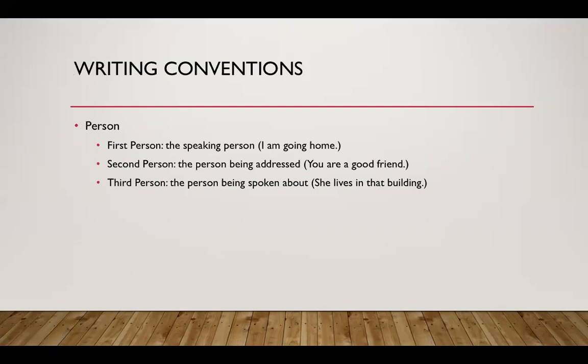When you're writing in the third person, you're describing other people or the person being spoken about. He's going to play for the Toronto Maple Leafs, or he is going to play for Cleveland Indians. So it's talking about essentially another person. So knowing first person, second person, third person: first person is always going to be I. Second person is always going to be you. And third person is she, he.